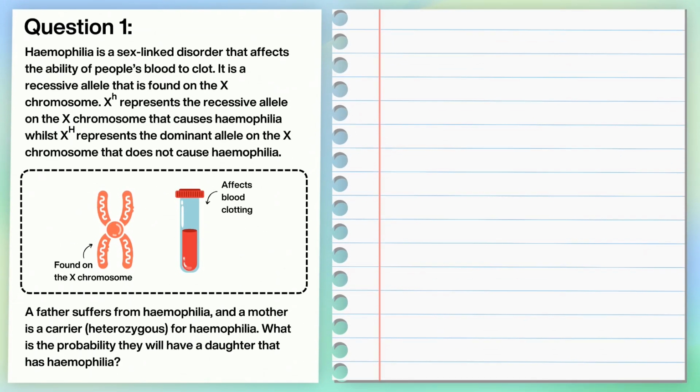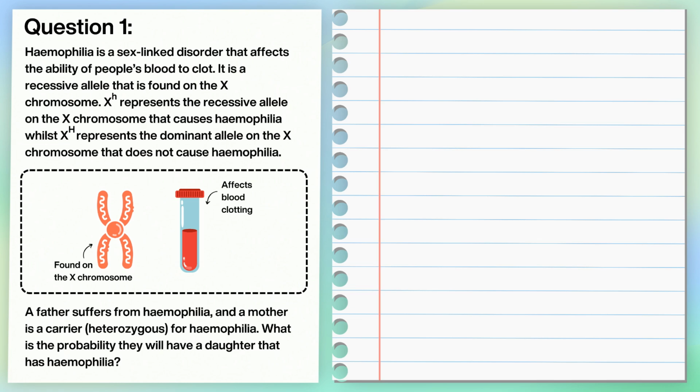Let's work through some questions to apply our knowledge of how sex-linked genetic disorders are inherited. For the following questions, we will use an example of a sex-linked disorder, haemophilia. Haemophilia is a sex-linked disorder that affects the ability of people's blood to clot. It is a recessive allele that is found on the X chromosome.